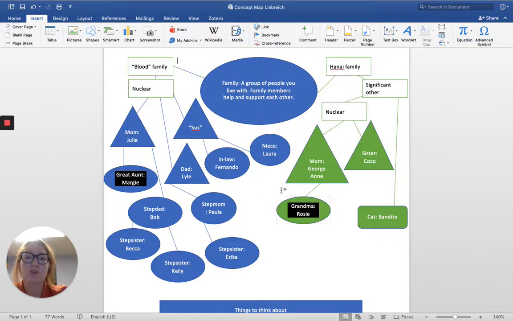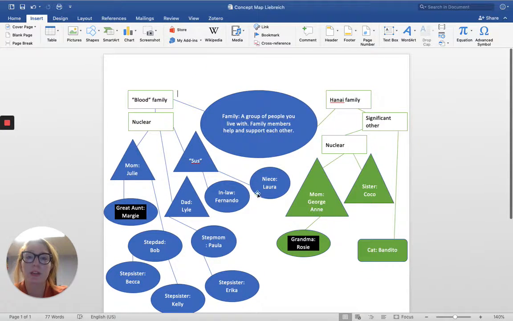Again, this is just one example of what your concept map can look like. So I did everything on Microsoft Word. You can also use pen and paper and then scan whatever you do. And I just learned that there are apps you can download on your phone where you take a picture of something and then the app turns that picture into a PDF. So that could be something that you explore if you do want to complete your concept map by hand.